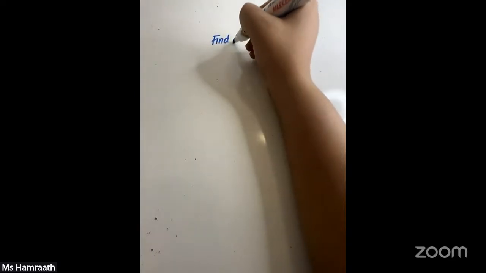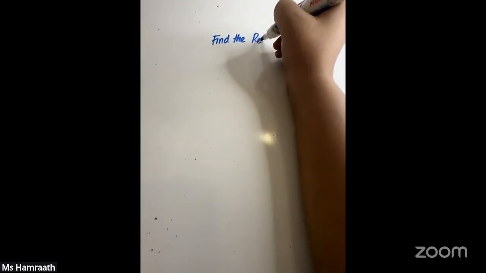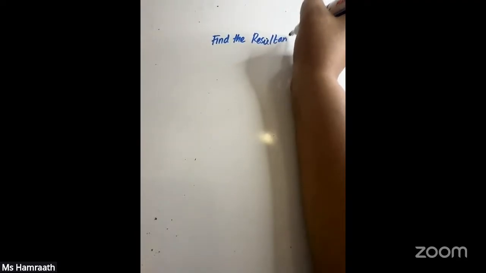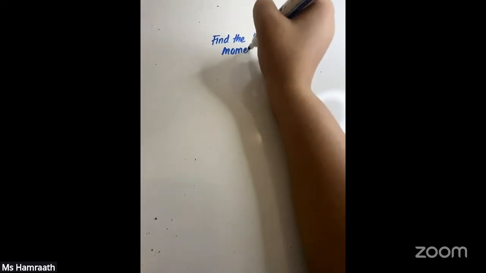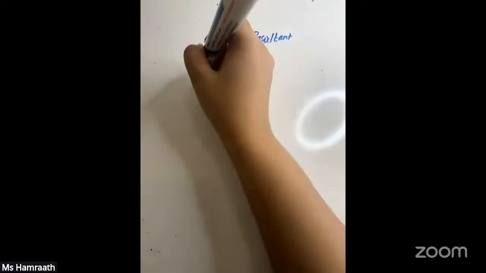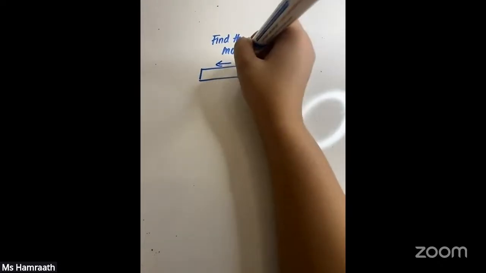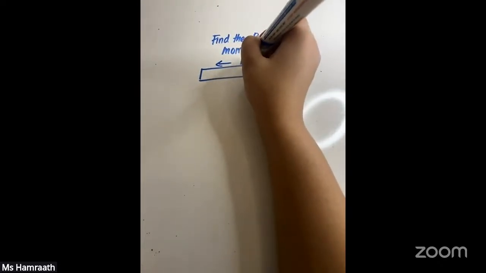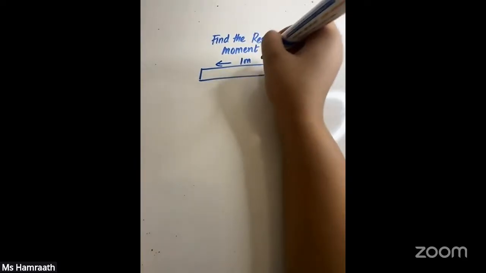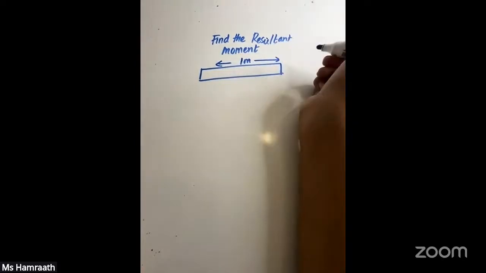Okay, look here. Can you do this? Find the resultant moment. You have an object that is 1 meter long, and this object is fixed from this side, the axis of rotation.